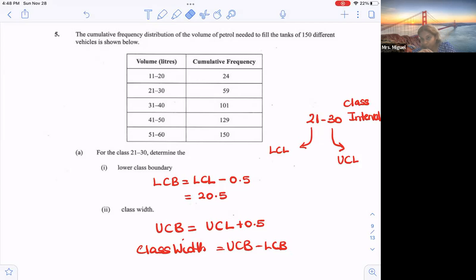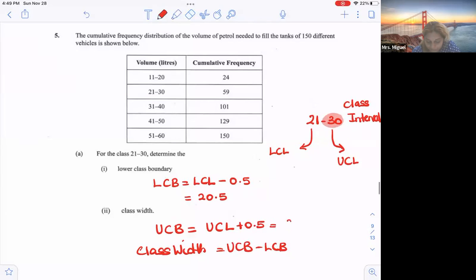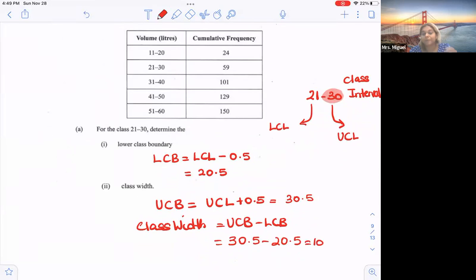Anybody with the upper class boundary? Does anybody have the upper class boundary? Take the upper class limit and just add 0.5. What is the value? Thank you, 30.5. So what is the class width now? 30.5 minus 20.5 is 10, miss. Very good. And the class width will be the same for all the intervals.